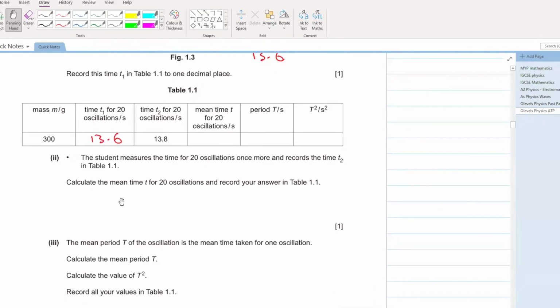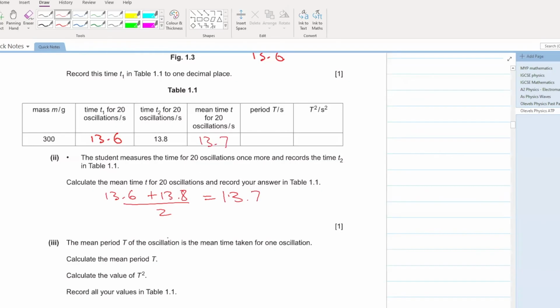Calculate the mean time t for 20 oscillations and record your answer. We have to calculate the mean time. How will we do that? 13.6 plus 13.8 divided by 2 equals 13.7. That is the mean time for 20 oscillations.